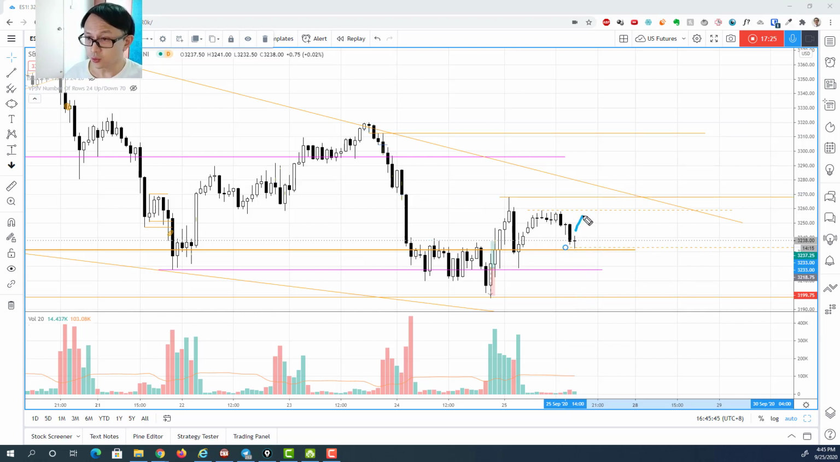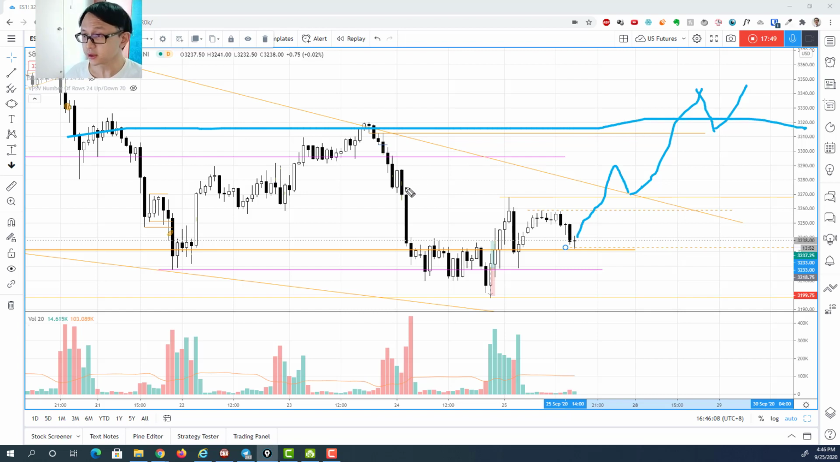Otherwise, if it just goes up and fails at the right spot at 3270 again, then that could present another short opportunity as well. So overall, for the bullish case, definitely I want to see a commitment above 3270, followed by another commitment above 3320. So that's the resistance level.